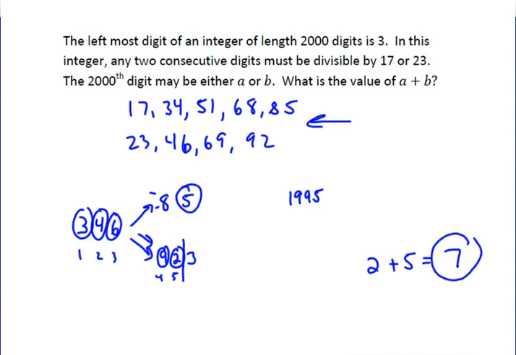So the key to this problem was the little trick at the end, which made you have to realize that the 5 was a possibility, and you had to look at the 1995th digit instead of the 2000th.